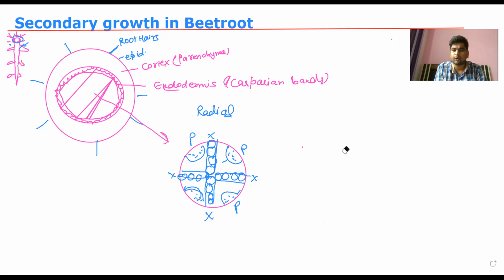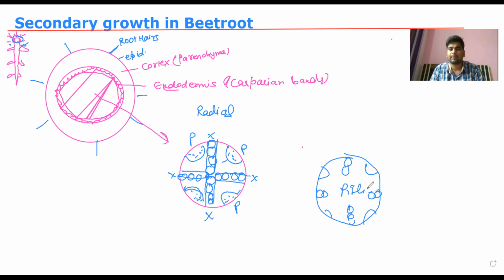If it would be a monocot root, it would look like this. The xylem will be restricted up to the periphery. Phloem will be similar. So there will be a large pith if it would be a monocot root. But since beetroot is a dicot root, it does not have pith and the xylem is embedded up to the center. One thing is clearly distinguishable there: in the radial vascular bundle, there is no cambium.